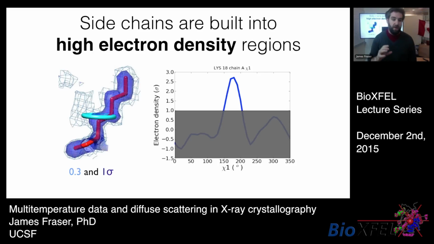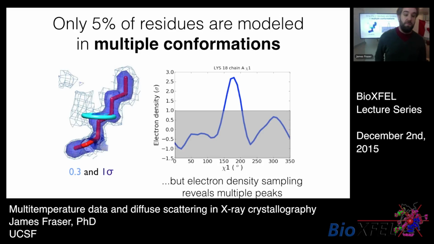And what we find is that obviously the side chains are built into the high density regions. That's that single peak there. And although only 5% of residues are modeled in multiple conformations in the PDB, what we find is if we look below 1 sigma, there are often additional peaks that could correspond to additional conformations that aren't currently modeled. And one very stringent test of whether these peaks represent something real is to look at their distribution in dihedral space.